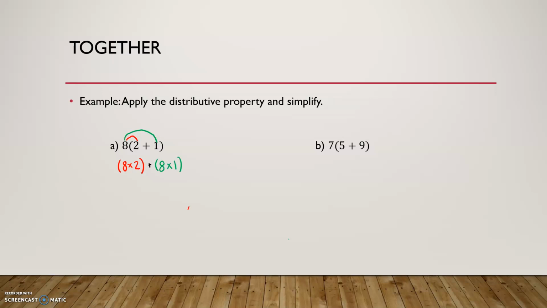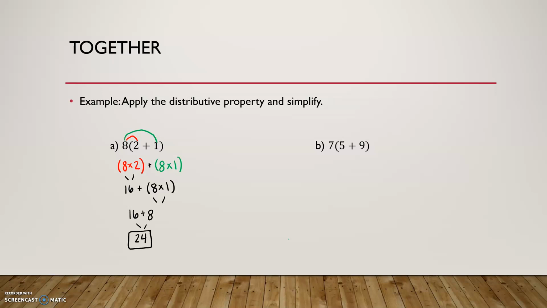Well, if I simplify this further, simplifying using the order of operations that we used yesterday, I can say, okay, 8 times 2 is 16. And then I have more parentheses to simplify. So I have 16 plus 8. And if I add those together, I'm going to get 24.